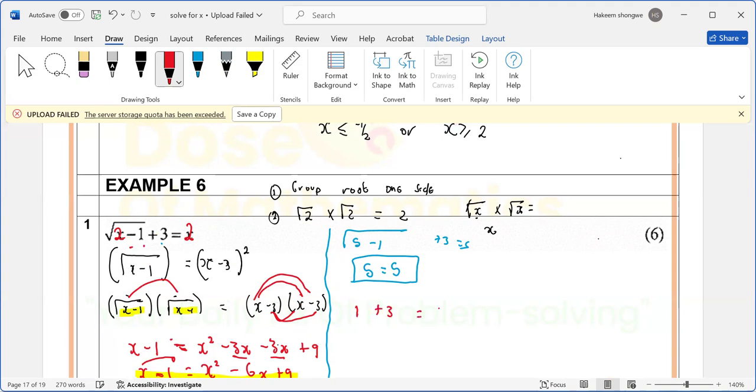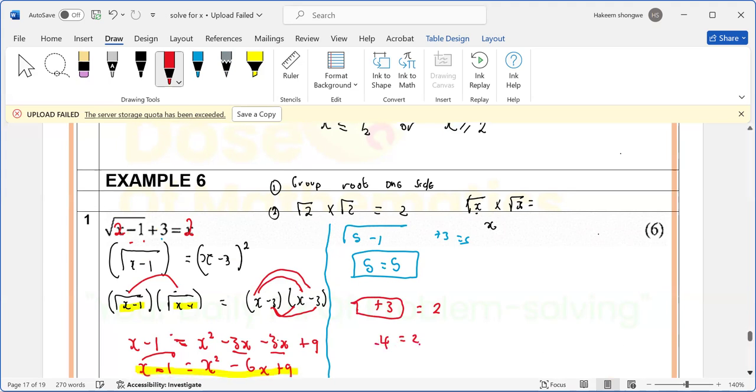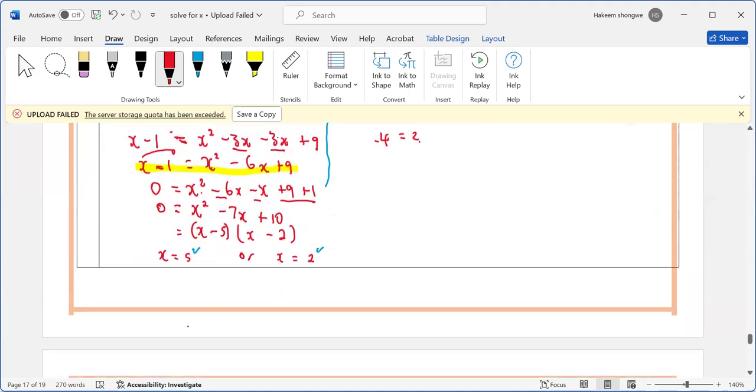Plus 3 is going to be equal to 2. If you check here, we have 4, which is not equal to 2. Meaning on your answers here, one of them is applicable, one of them is not applicable. So you're going to tell them that 2 is not applicable, because when you substitute it into the original equation, it doesn't give you left-hand side equal to the right-hand side.